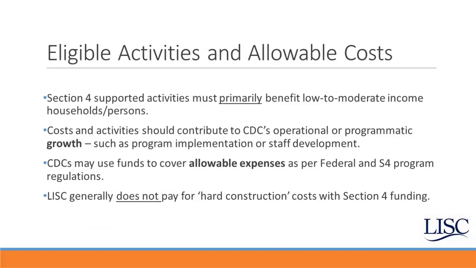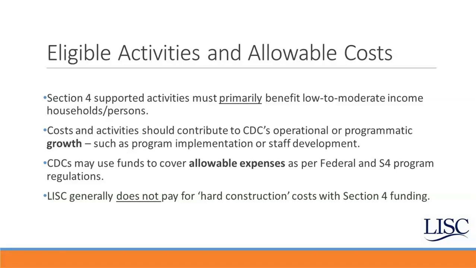In terms of the eligible activities and allowable costs, I really consider it being broken into 3 buckets. The first bucket is really the program bucket, and that is the kinds of costs that the program was designed to support. One, going back again to the activities must primarily support low to moderate income households and people. And secondly, the costs and activities should contribute to a CDC's growth. It is a capacity building program. The intent of the program is to get a CDC operationally or programmatically to the next level.